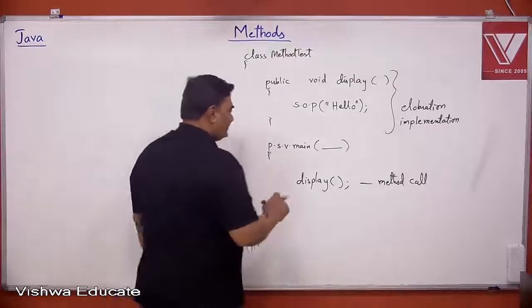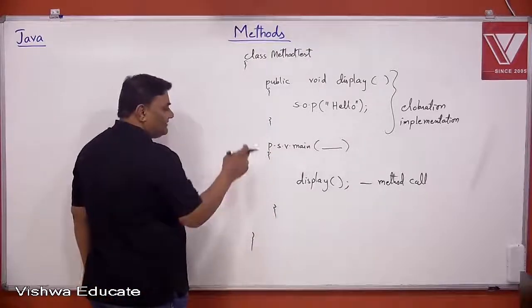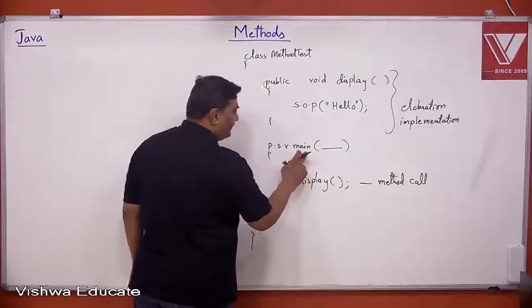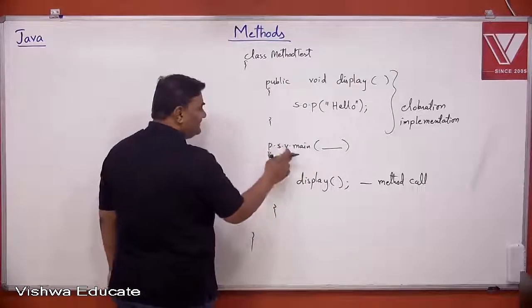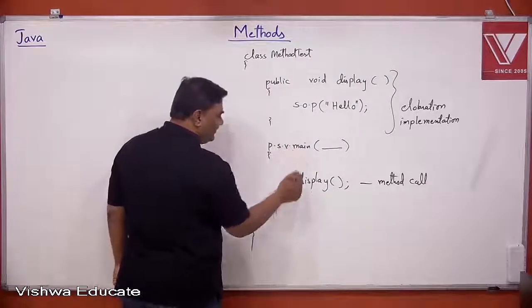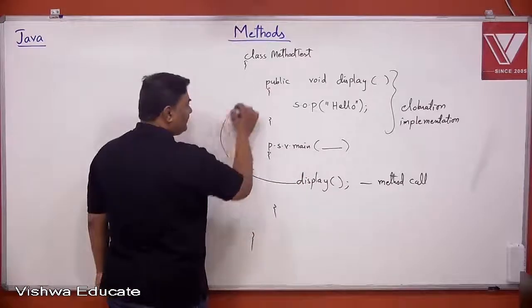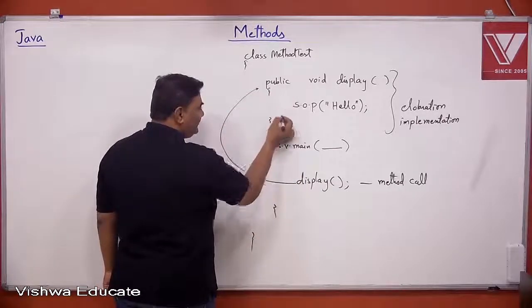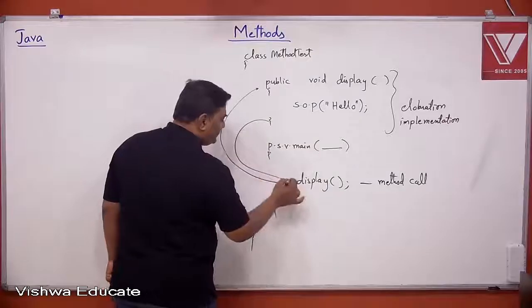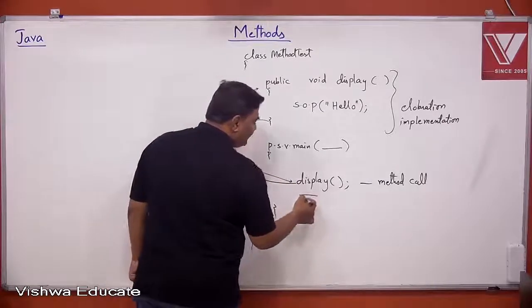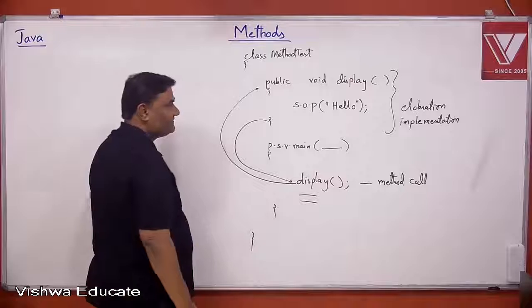Now, how it works, let us see. You know that the entry point of a program is the main method. So first of all, main method is called, then it will call display, the control goes here, then it will execute this one, and it will return back to this line and continue the rest of the lines if there are any lines. This is the working.